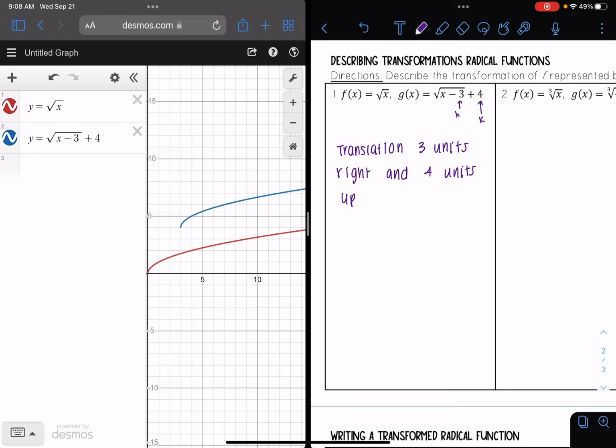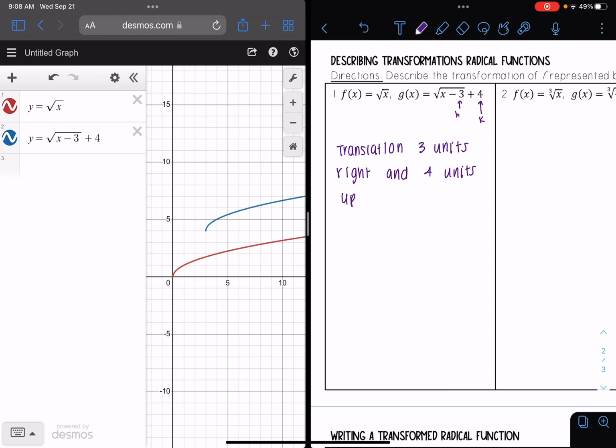And so if I were to talk about the domain and range of this blue function here, the square root of x minus 3 plus 4, the domain would be x is greater than or equal to 3 because it starts at 3 on the x-axis. And then the range would be y is greater than or equal to 4 because it starts at 4 on the y-axis.